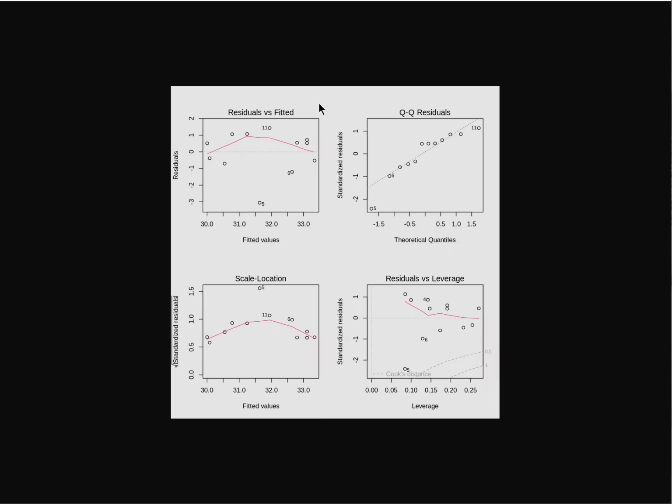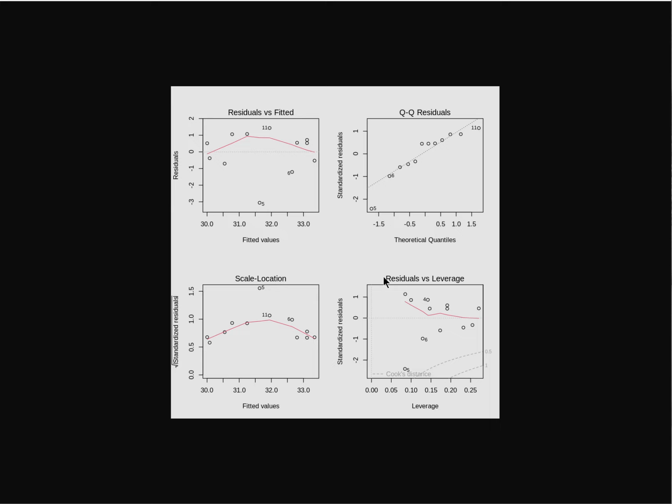Let's just take in what's happening here. The first thing I usually look at is the QQ residual plot. The model seems to be doing a decent job of representing the data. There is this suspicious little guy here, number 5, and we'll have to keep an eye on that, but we'll just keep moving here.